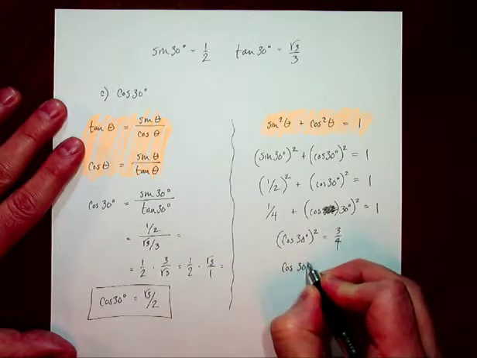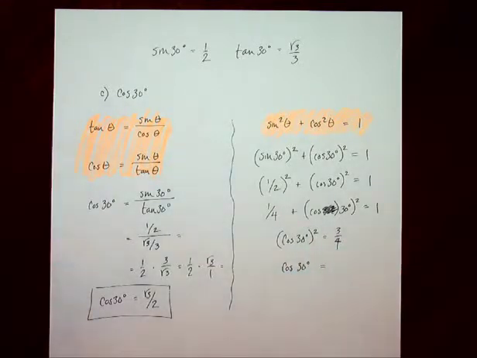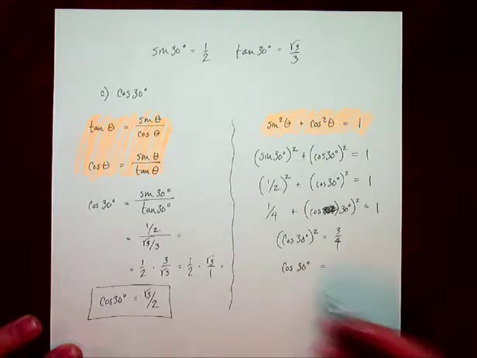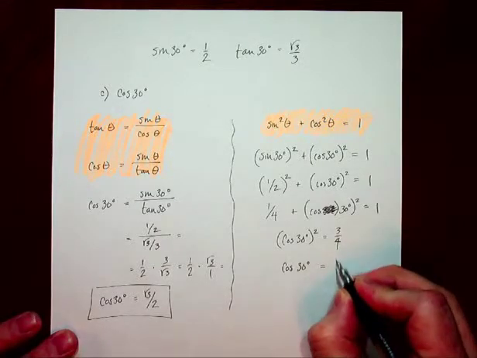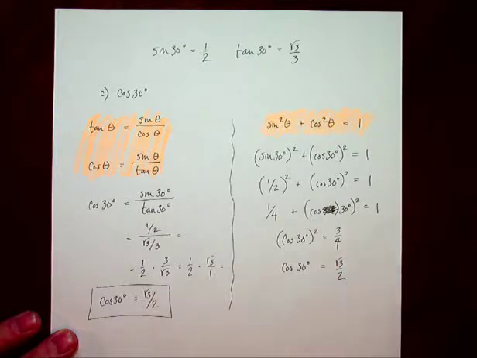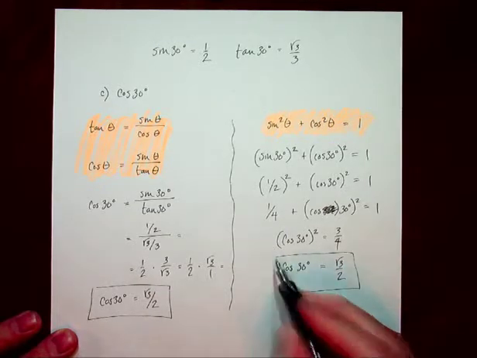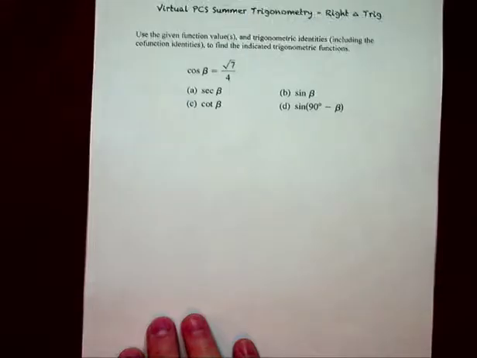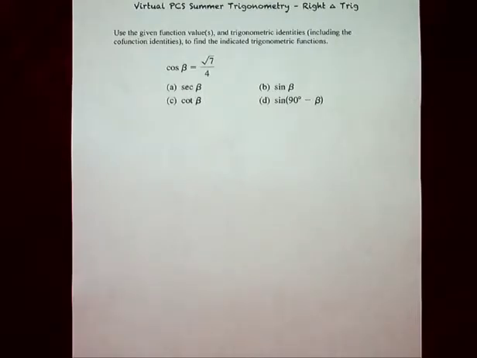Now, when I take the square root of both sides, in most instances, I would do the plus or minus, but the fact that it's 30 degrees and I know it's in the first quadrant answers that question for me. It's the positive one, and therefore it is root 3 over 2. Okay, and I arrived at that by using two different identities. Yay me.